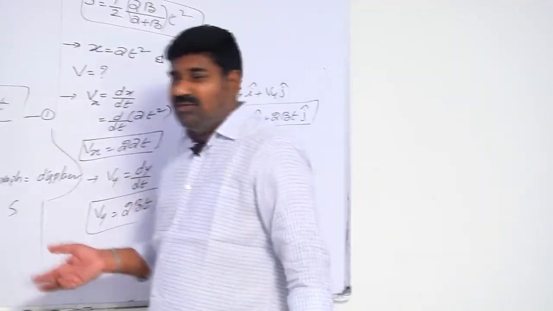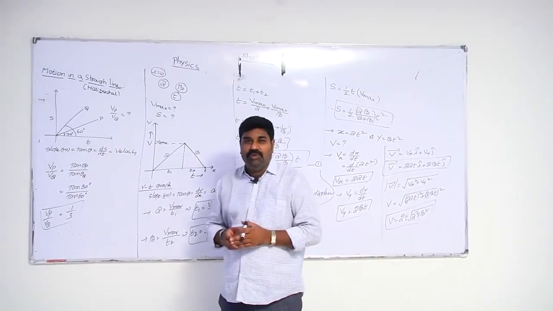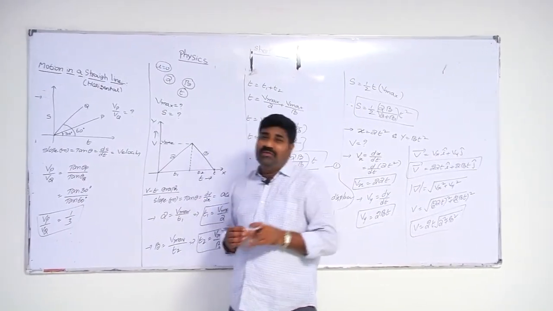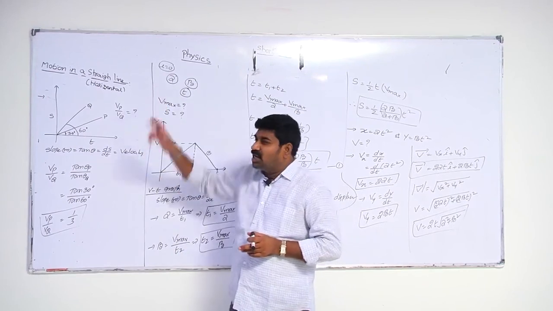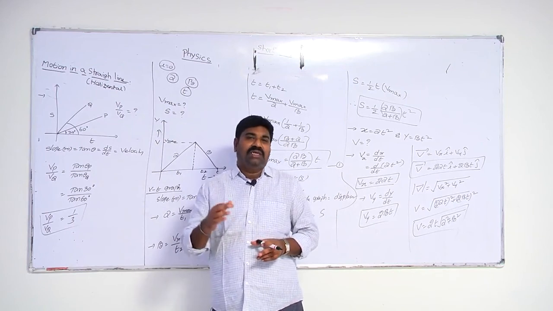So in this way we can do the problems in the motion in a straight line and horizontal motion. In the next class, we will discuss the motion in a straight line, vertical motion, that is the freely falling body and vertically projected body.